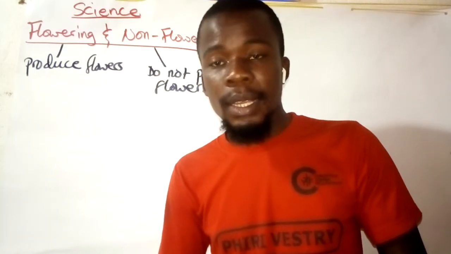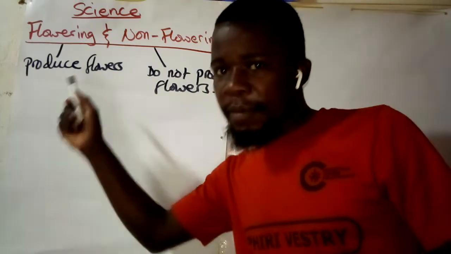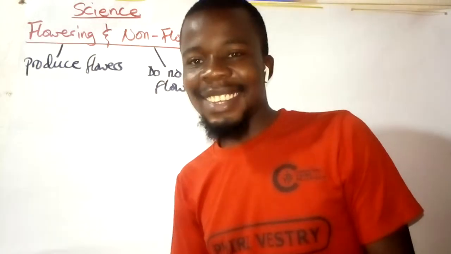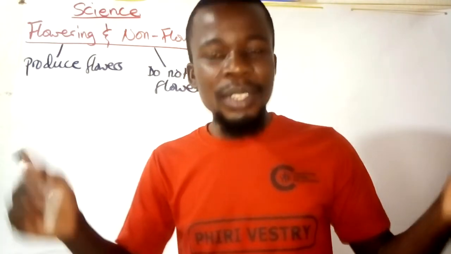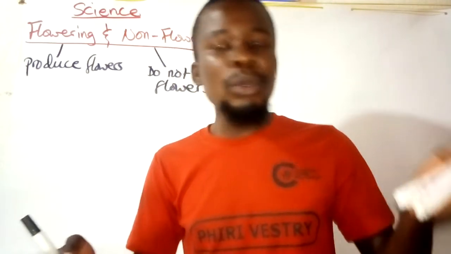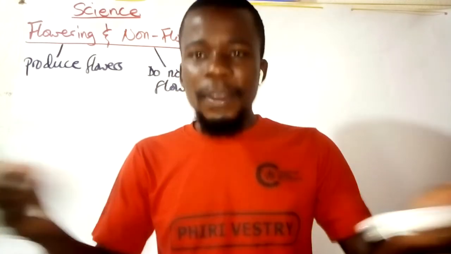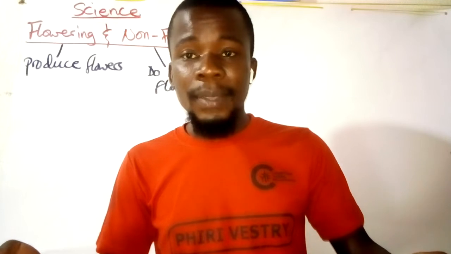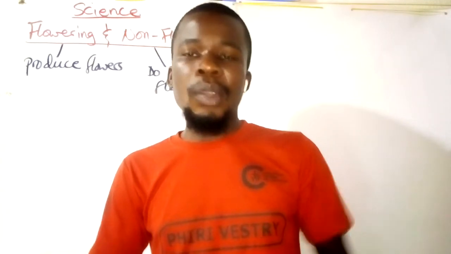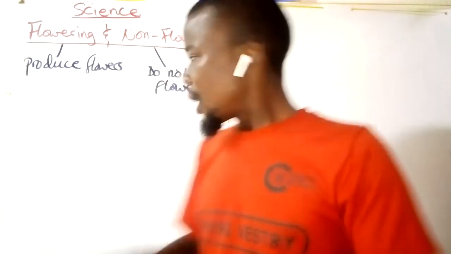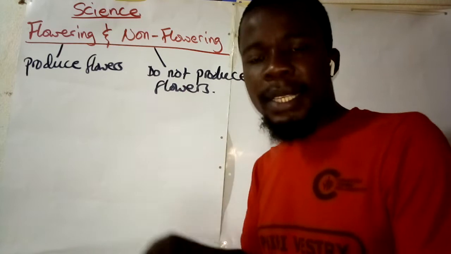Let's look at the examples of plants which produce flowers. Just a lot of them. We can talk of mangoes, tomatoes, lemons, granadillas. They produce flowers. All right? On the other hand, we have got those plants which do not produce flowers, the non-flowering plants.